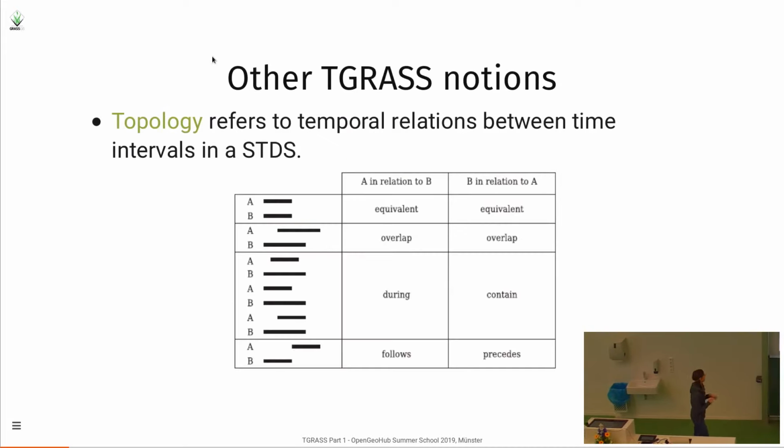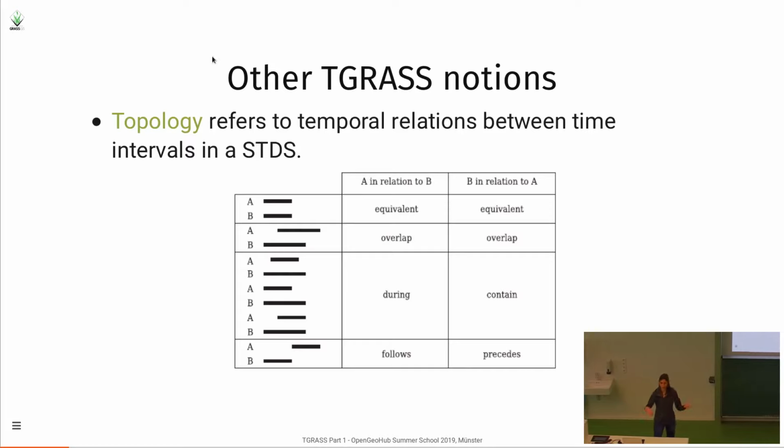Another very important concept that allows us to relate time series of different variables, for example LST and NDVI, and do operations among them, is topology. It refers to the temporal relationships between time intervals in a space-time dataset, or between space-time datasets. These are a subset of the relationships that are supported, and some of them just change according to which series you put first.